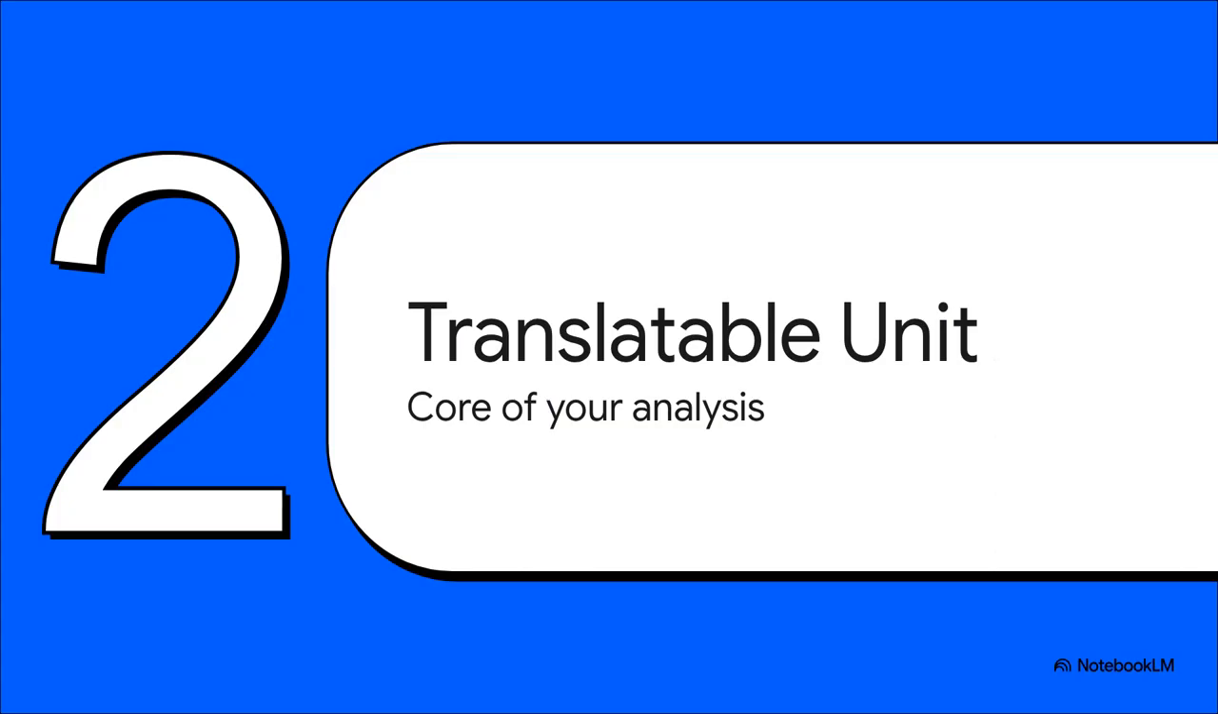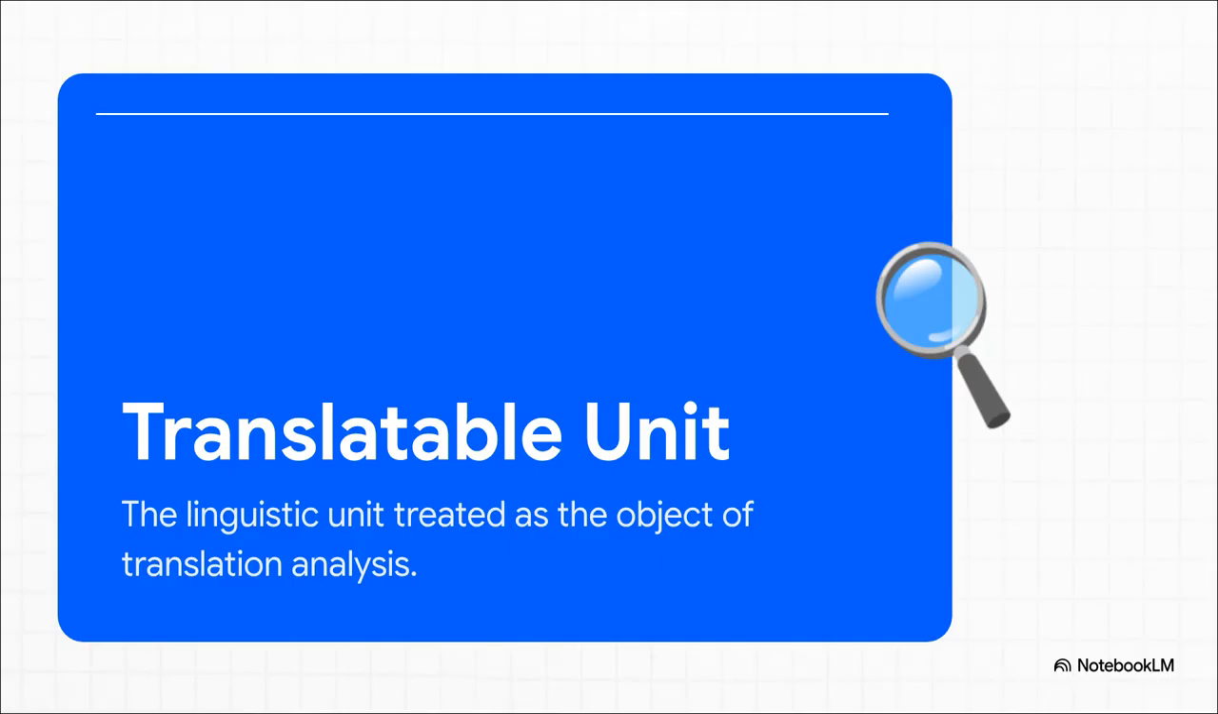Moving right along to Section 2. Understanding the translatable unit. Okay, so what exactly is a translatable unit? Well, it's the specific linguistic unit treated as the object of translation analysis. But notice the key phrase here. It is always smaller and more operational than the whole text. This definition absolutely forces you to answer exactly what part of the source and target text you're truly putting under the microscope. It's not the whole book, right? It's a very specific, manageable slice of it.